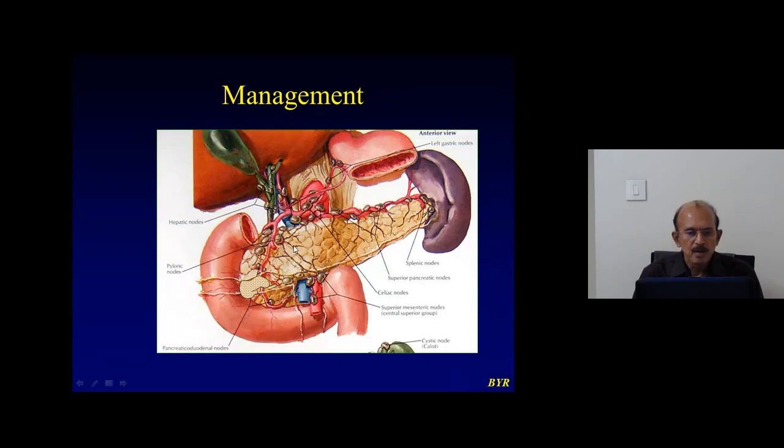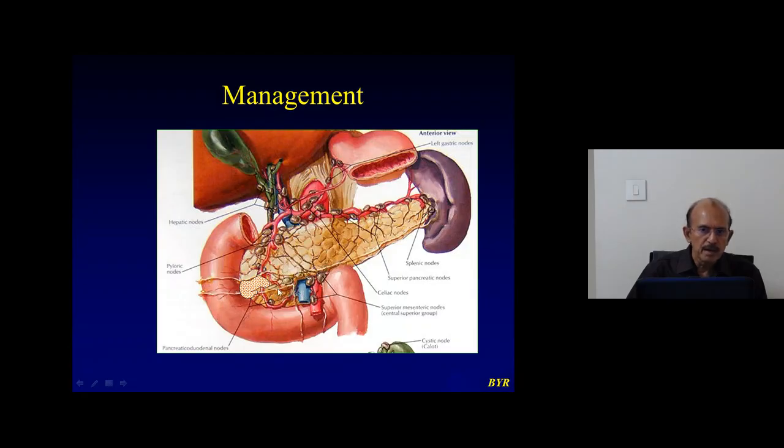another is the right gastroepiploic. So these are the two branches of the gastroduodenal artery. You can see here, the gastroduodenal artery supplies through the superior pancreaticoduodenal. Then here is the superior mesenteric artery.